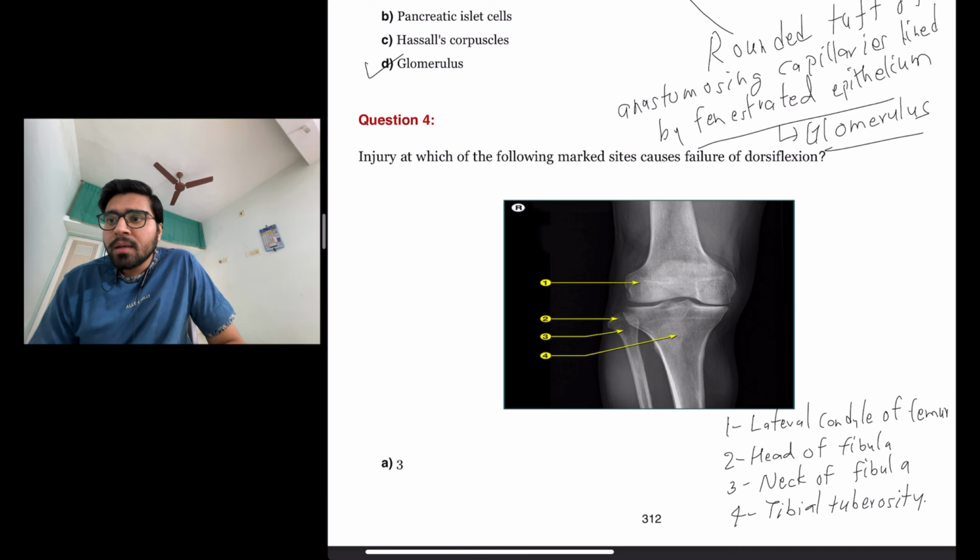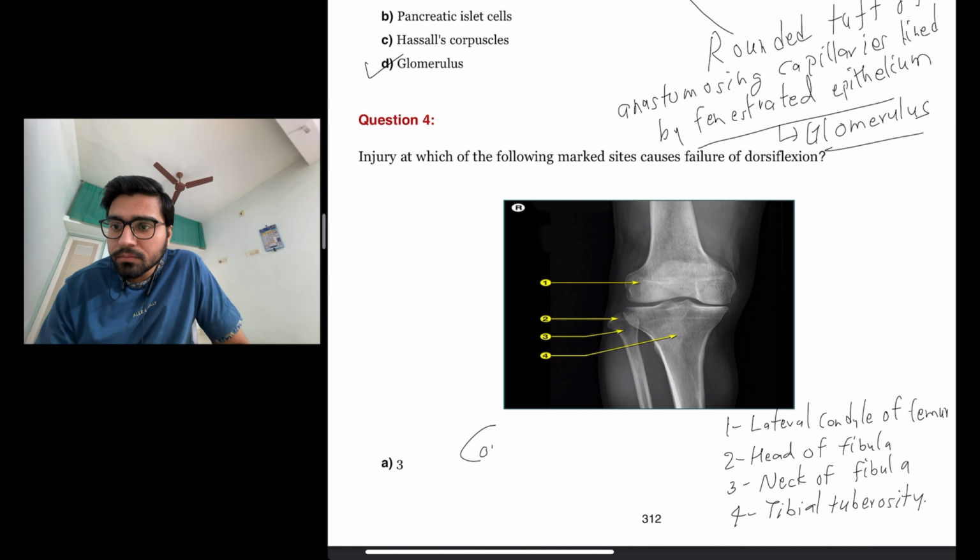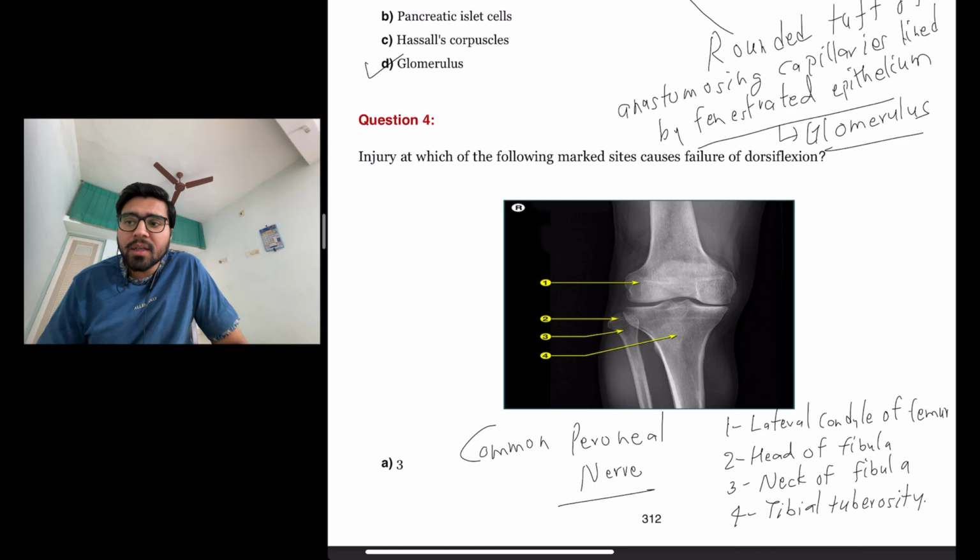So dorsiflexion is actually done by common peroneal nerve. And common peroneal nerve passes through the third structure labeled in this image, that is neck of fibula. So the answer here is A, common peroneal nerve, third labeled site at which it passes. And common peroneal nerve is also known as common fibular nerve. Let us move on to the next question.